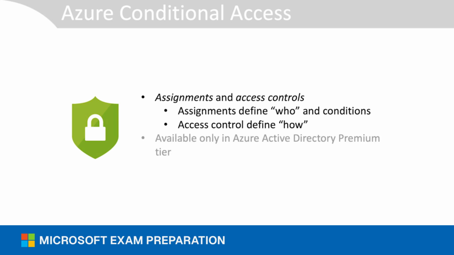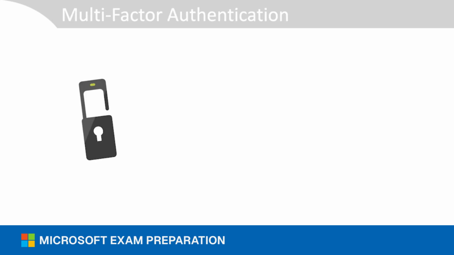Conditional access is available only in the Azure Active Directory Premium tier. By the way, you can also use conditional access to require that a user authenticates using multi-factor authentication. Now remember when we talked about authentication that I pointed out that you can authenticate using different methods, and these methods are referred to as authentication factors. And multi-factor authentication requires that you use more than one factor.